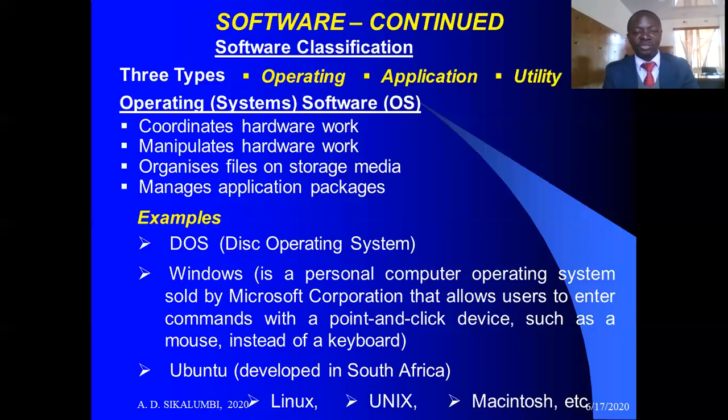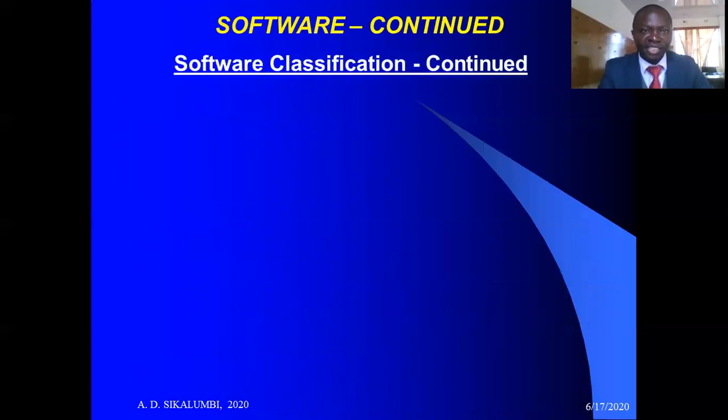Linux is another software. So we've got quite a number of examples: Unix, Macintosh, though in Zambia and African countries, they like Windows. All these operating system software do exist, and they're on the market, and people use them depending on the functionalities that they are looking at. Let's look at the other classification, the examples of application software.